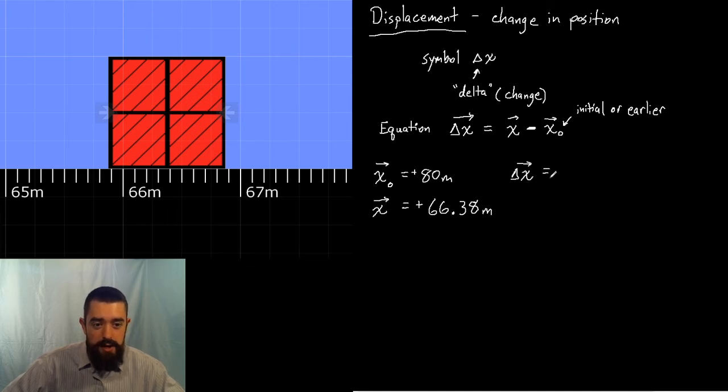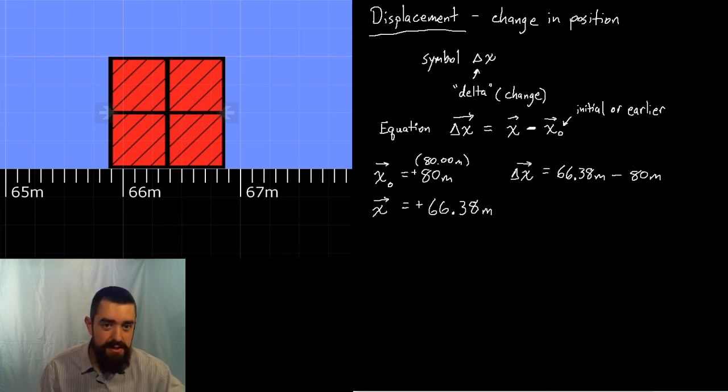The later position was 66.38 meters. Now, why am I doing that? 66.38 meters. And I always write the letter in my calculation for the meter, for the unit. I include the entire quantity. I don't just write the number. Minus 80 meters. And technically this 80 meters is precise down to the hundredths place. So I would say 80.00 meters is what it actually is. So I'm actually going to do that.